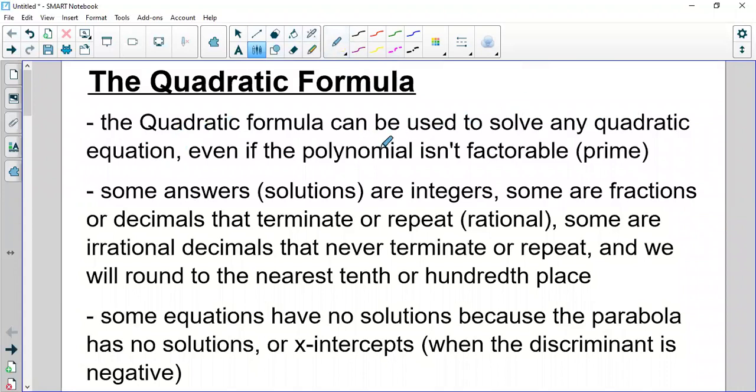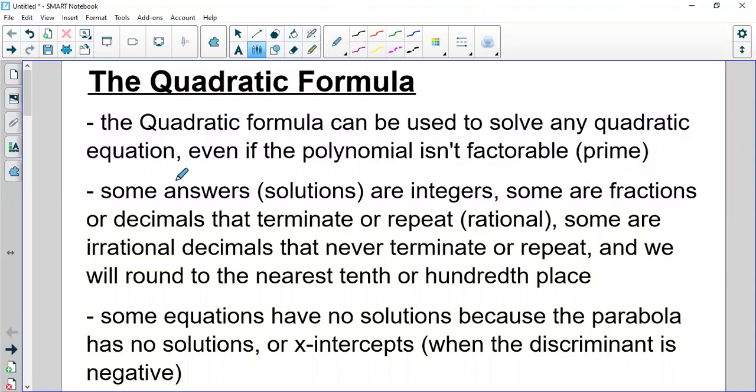But what if that polynomial was not factorable? What if it was a prime polynomial? Remember we saw some prime polynomials when we did factoring? The quadratic formula can still solve that. You're just going to get not very nice numbers for answers. So you can get all kinds of answers from solving using the quadratic formula.